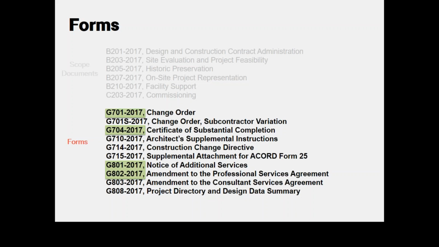So with that, I'm going to take the last 10 minutes or so of this presentation and talk about the 2017 forms. I'm going to talk about the G701 change order, G704 certificate of substantial completion, and then the G801 and 802 amendment documents for owner-architect agreements.